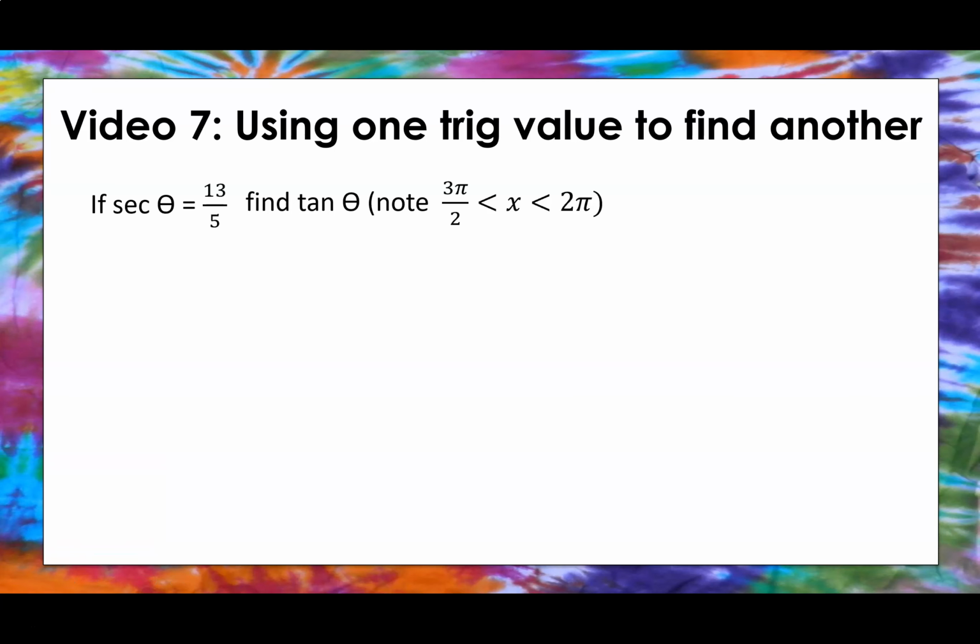All right, here we go. Secant of theta is equal to 13 over 5. I want you to find tangent of theta and note where we're talking. Think about what quadrant that is in. I'm going to challenge you to pause this video and see if you can set it up. All right, I'm back. We're going to go ahead and see if we can do this.